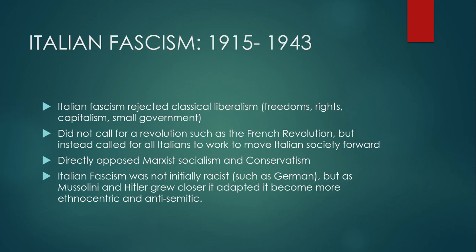Italian fascism rejected classical liberalism. So this is that belief in freedoms, rights, capitalism, small government, those free market laissez-faire ideas. That's classical liberalism. Italian fascism rejected this. Now, they did not call for a revolution such as the French Revolution, but instead they called for all Italians to work to move Italian society forward. This directly opposed Marxist socialism and conservatism. And Italian fascism didn't start off as racist, such as German did, but as Mussolini and Hitler grew closer, it adapted, became more ethnocentric and anti-Semitic.